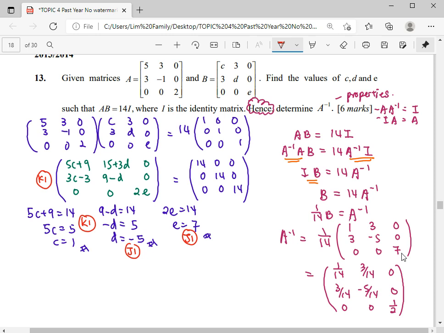Okay, so the concept here is using properties. They give you another mark here, and then you read through your answer to get the final answer. If you use the adjoint method, we are going to ignore everything, because you are not answering following the question instruction.